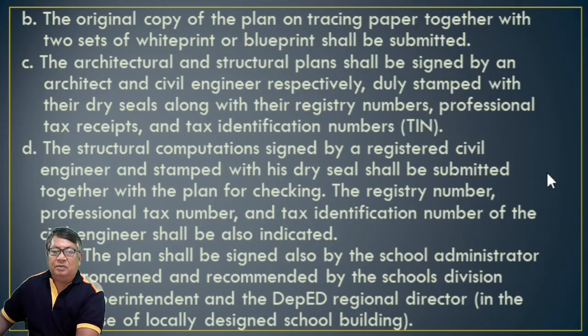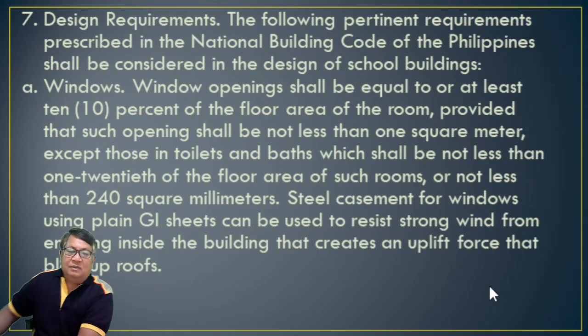Letter D, the structural computation signed by a registered civil engineer or an architect structural engineer and stamped with his or her dry seal shall be submitted together with the plan for checking. The registry number, professional tax number, PTR, and tax identification number, TIN, of the civil engineer shall also be indicated. Okay, the plan shall be signed also by the school administrator concerned and recommended by the school division superintendent and the DepEd regional director. Okay, so these are some of the important requirements to have this building plan.